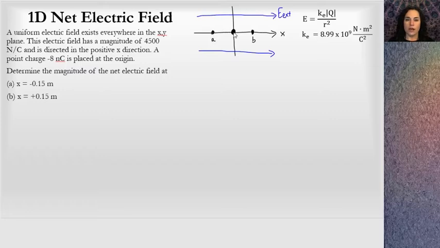So for A, and remember what I said was draw the vectors. So when I think about the negative charge being here, the electric field is going to point in this direction towards the negative charge at A, and towards the negative charge at B, so the opposite direction.